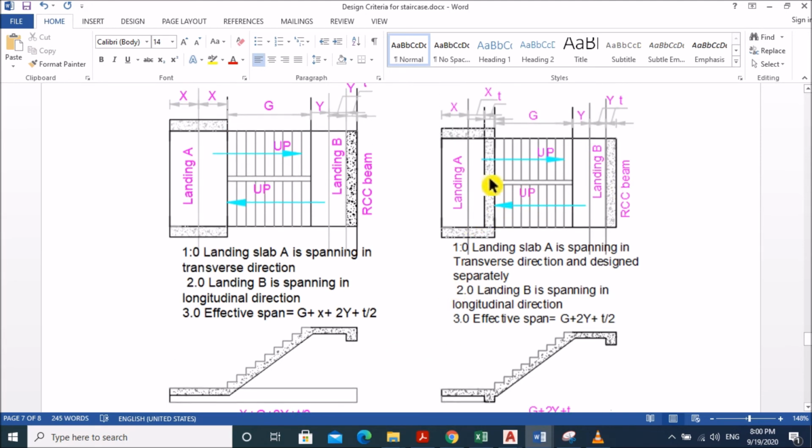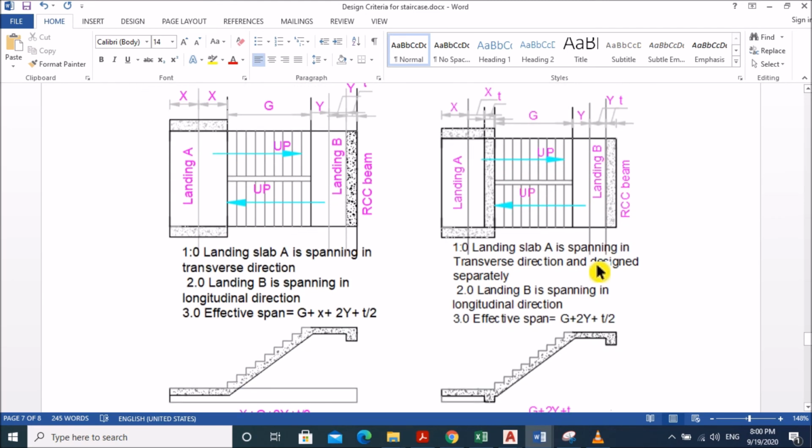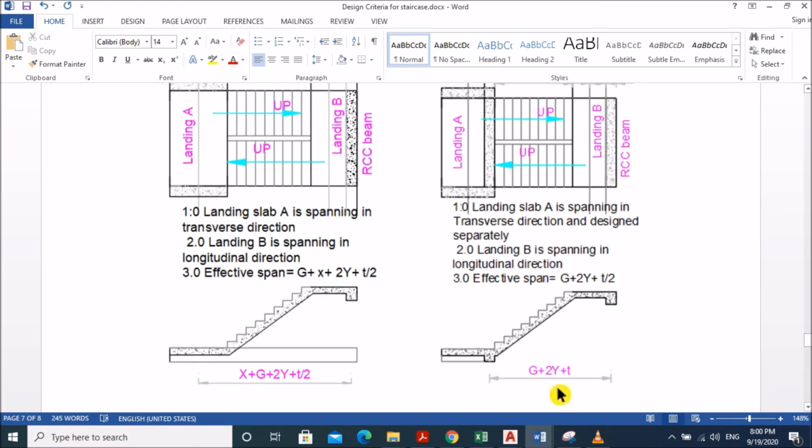Again, if we fix the staircase in this arrangement, landing A is spanning in the transverse direction and landing B is spanning in the longitudinal direction, that is along the flight of the stairs. So the effective length is calculated as G plus 2y plus T by 2 in this direction and T by 2 in this direction. So this is G plus 2y plus T.